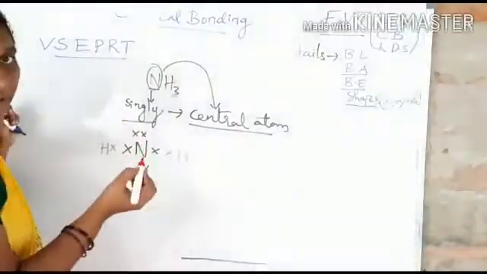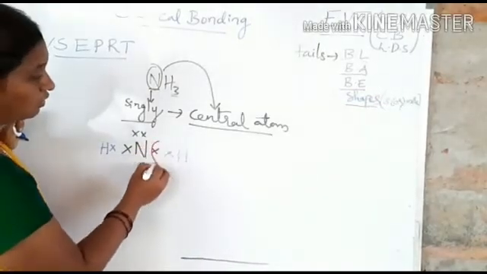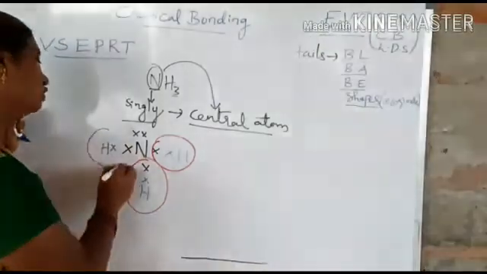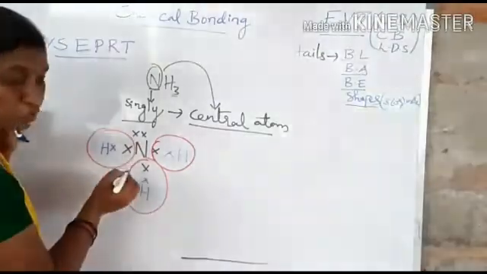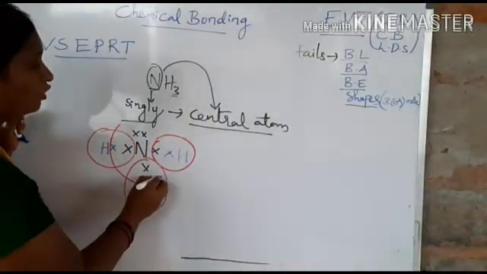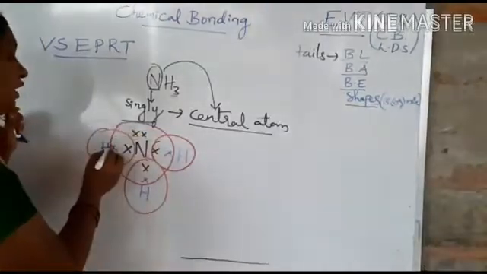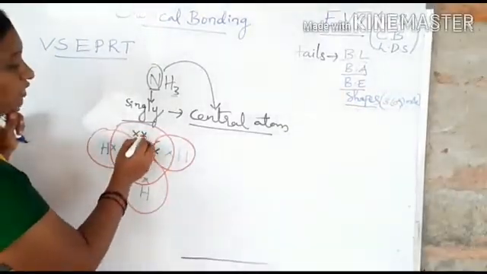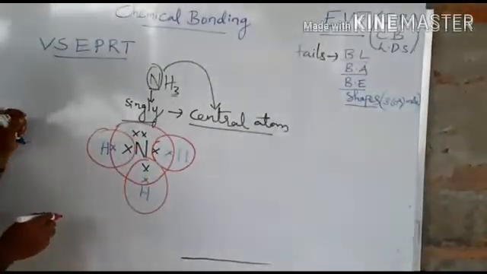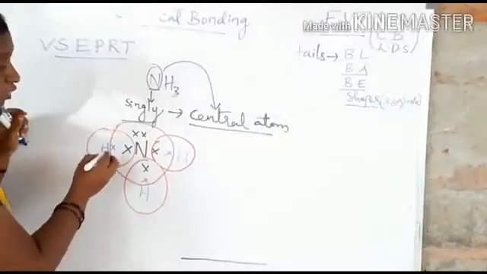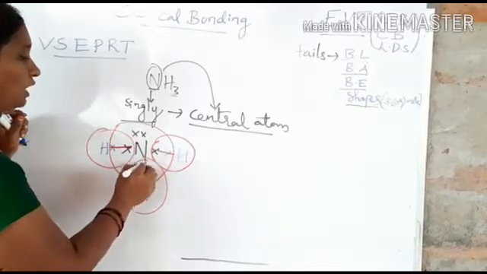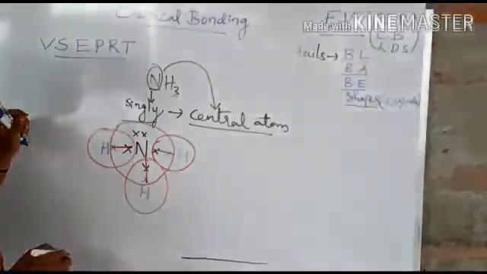Okay students, so hydrogen, in order to get helium configuration, shares 2 electrons, and this hydrogen shares 2 electrons, and this hydrogen shares 2 electrons. And nitrogen, in order to get octet configuration, shares 3 electrons from 3 hydrogen atoms. Now nitrogen has 1, 2, 3, 4, 5, 6, 7, 8 and each hydrogen has 2 electrons. So now these are stable with octet and duplet configurations. So here a bond is formed, which is called a covalent bond, between the nitrogen and 3 hydrogen atoms.